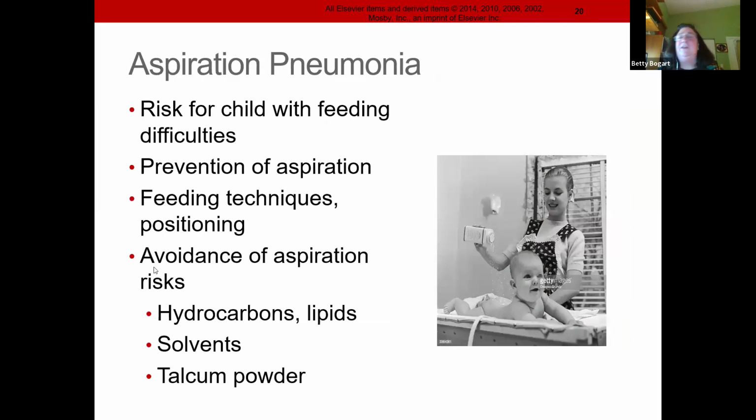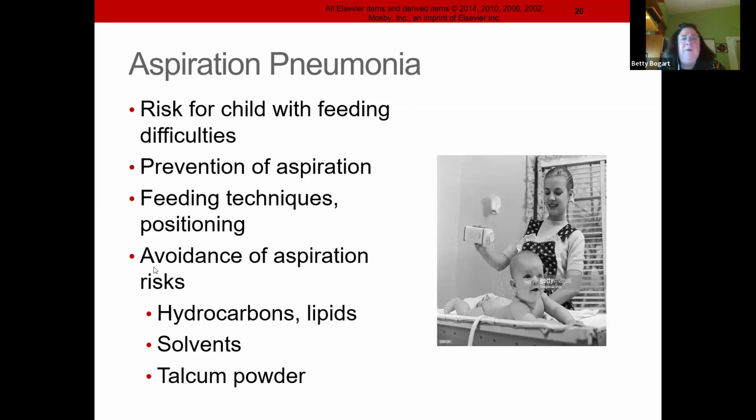Now, years ago, it used to be great to put baby powder on the baby's butts, right? Johnson's baby powder smells so good. But they have found that that little talcum in the air, they can inhale it, and it can be very dangerous. That's one way of aspiration. The other one is that child who has a difficulty with eating and is always spitting up, right? If a child is vomiting, especially infants, they can aspirate it and get aspiration pneumonia.